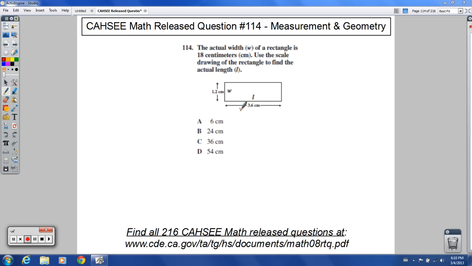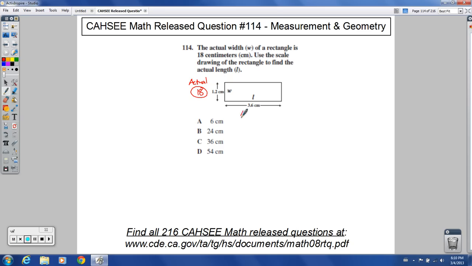Welcome to release question 114 for CAHSEE Math. It says the actual width W of a rectangle is 18 centimeters. And so let's write that next to here. The actual width is 18. So there's the actual width, the actual W.